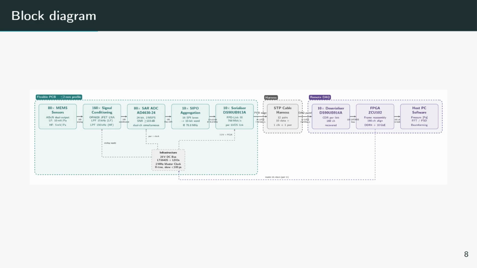This block diagram shows how the sensor integrates in the full system. The MEMS sensor converts pressure into an electric signal. The signal is then conditioned by the analog front end. After that, it is digitized and processed by the data acquisition system. The important point is that the sensor characteristics directly influence all the subsequent stages.